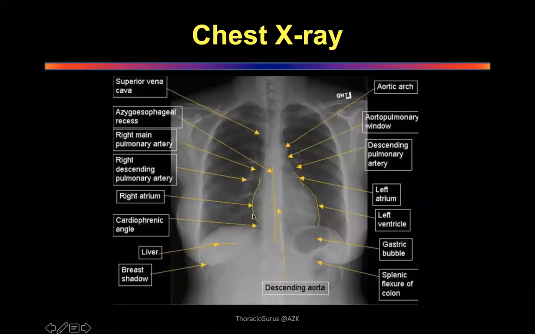This is the right atrium, the cardiophrenic angle, the liver, the breast shadow, the costophrenic angle, because it's a female, you can't see it that well. The knuckle of the aorta or the aortic arch, the aortopulmonary window, the descending pulmonary artery on the left side, the left atrium peeping out here with the left ventricle forming the left border of the heart, and then the gastric bubble and the splenic flexure of the colon and descending aorta.